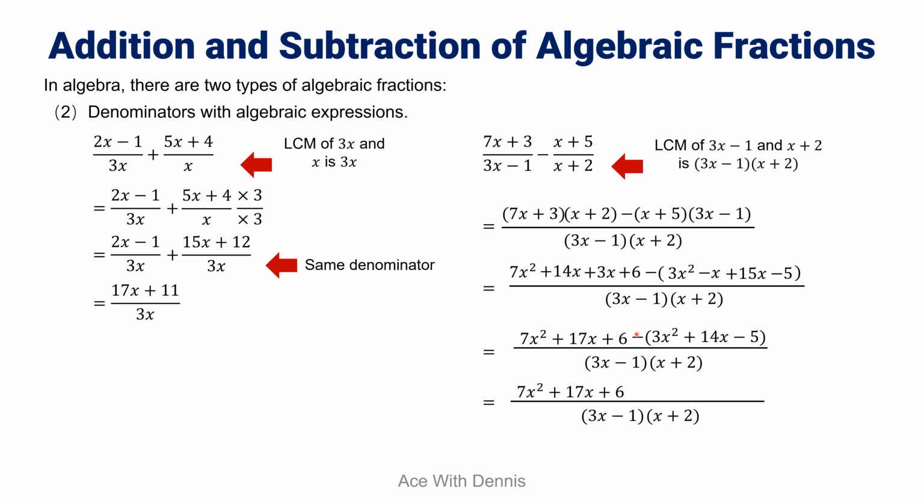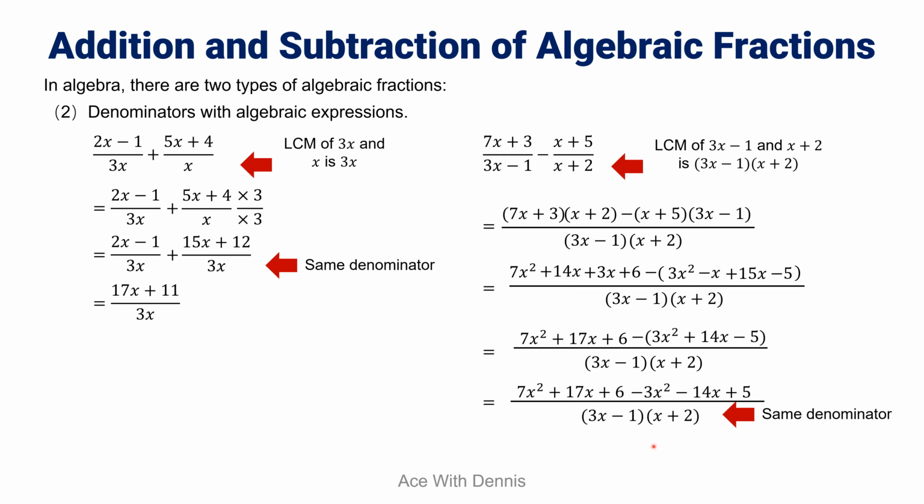So this whole thing, we don't do anything, we just copy down. Then we expand the bracket here. All the signs here have to change. Positive becomes negative, negative becomes positive. So this is what we get: negative 3x squared minus 14x plus 5.